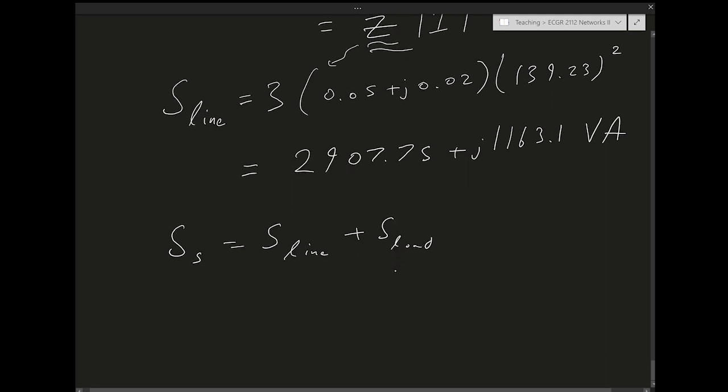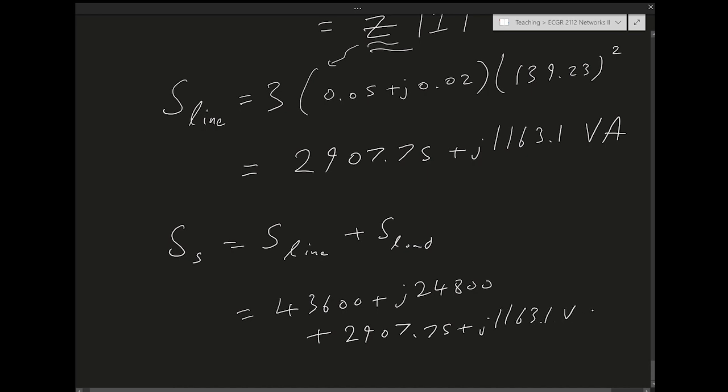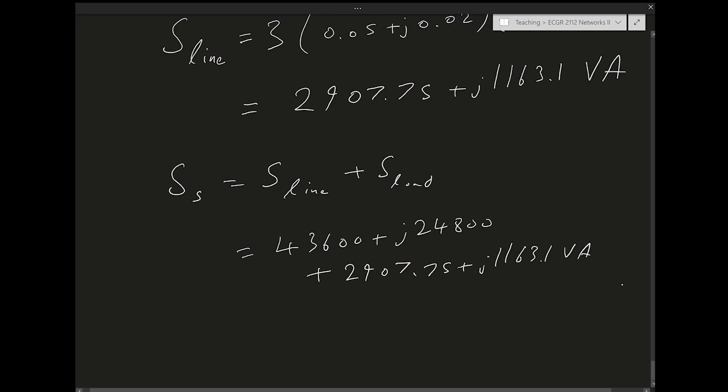And we found S load in the previous example, and we know what S line is now. So S load is what? From the previous example, it was 53,600 plus J24,800 plus 2907.75 plus J1163.1 VA. Sum everything up and change it to polar coordinates.